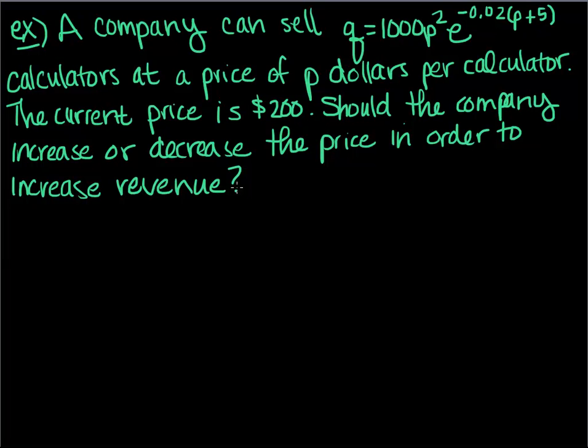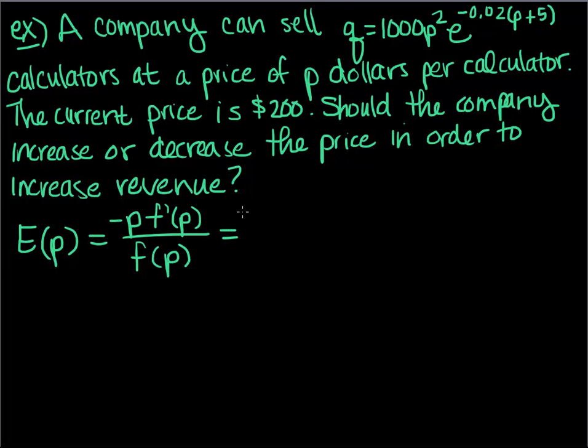So what we have to figure out is whether this is an elastic system or an inelastic system. In order to do that, we need to find E of P, my elasticity, which again is negative P times F prime of P all over F of P. So here's what we get: negative P times the derivative of this function right here, which we need to do. Yes, you got it, I'm excited too, the product rule.